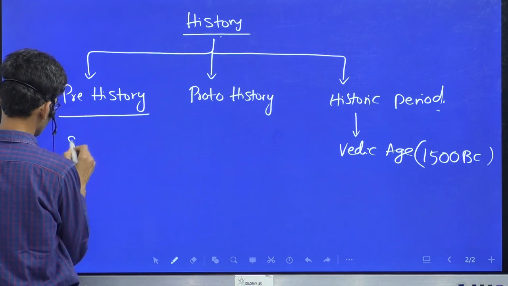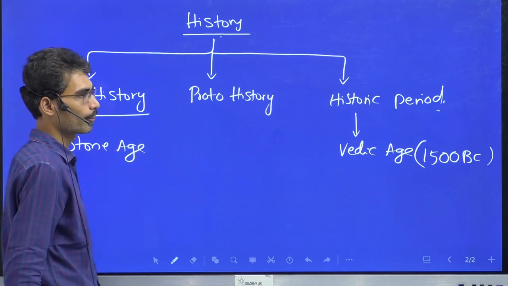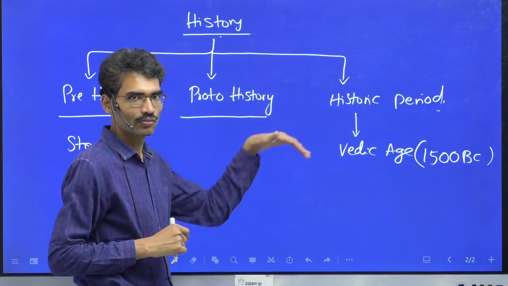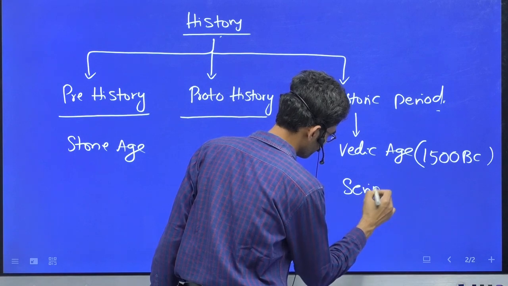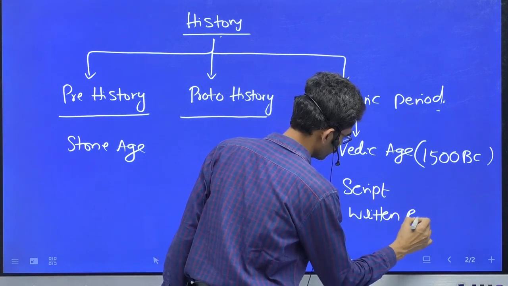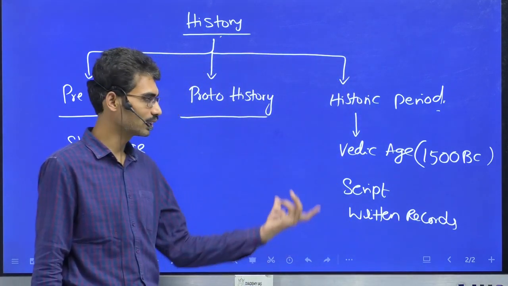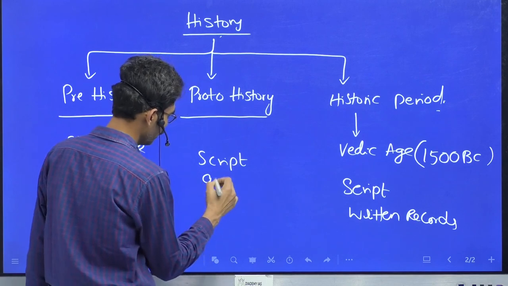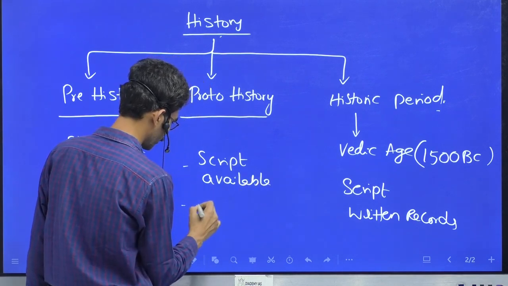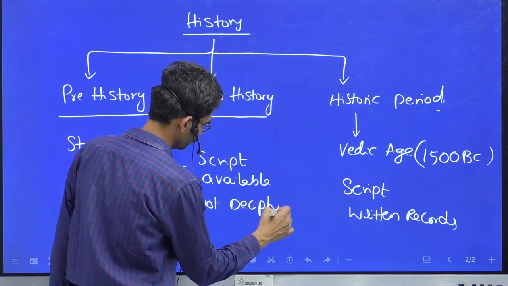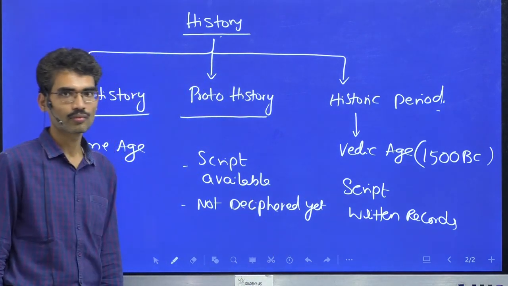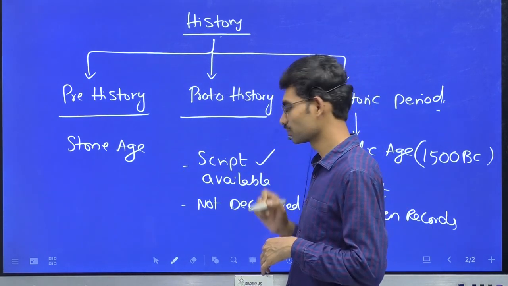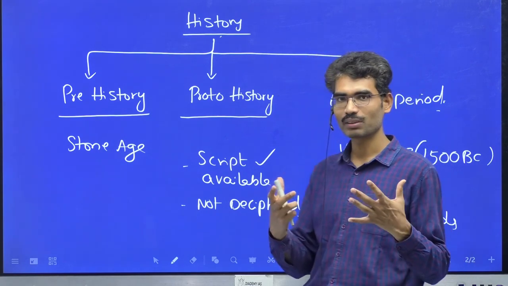Prehistory means the Stone Age. But there is a peculiar development when it comes to the Indian subcontinent. From this period onwards, we have written records, script. We are reconstructing history based on the written records. But for some part, the script is available, but not deciphered. For certain cultures in our Indian history, we discovered script, but we are not able to read it, to know what exactly the script means.